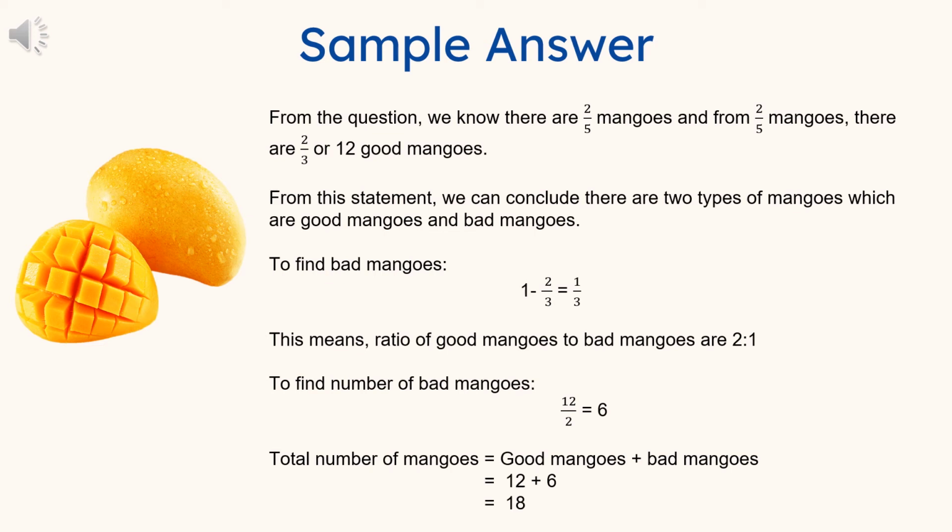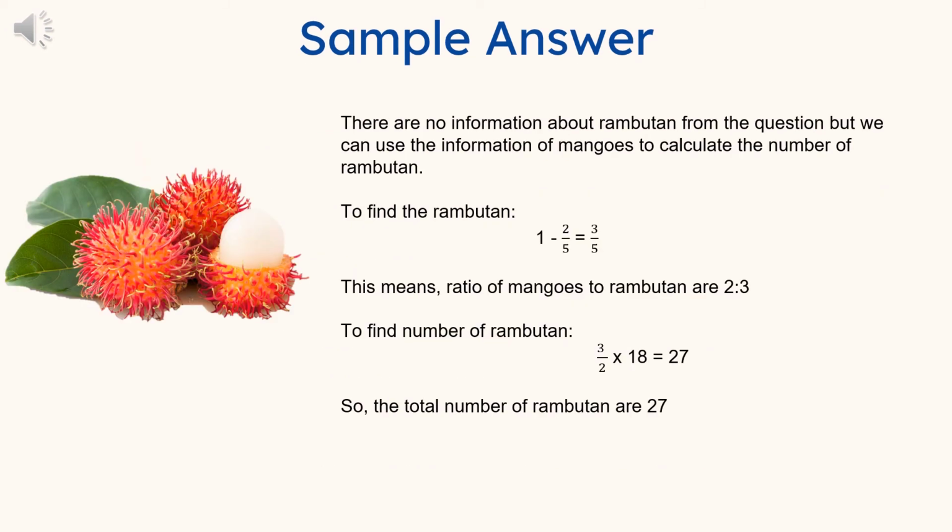And to find the total number of mangoes, we need to add good mangoes with bad mangoes. Good mangoes are 12 and bad mangoes are 6. So the total number of mangoes is 18. The question asks us to calculate the number of rambutan in the basket. There is no information about rambutan in the question, but we can use the information about mangoes to calculate the number of rambutan. To find the rambutan, all fruit in the basket minus mangoes.